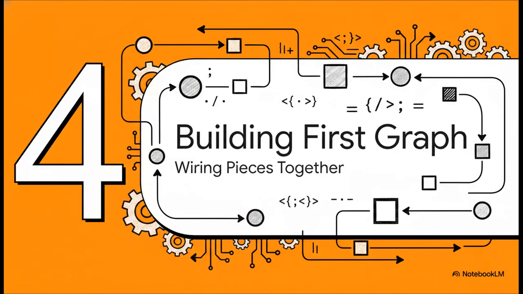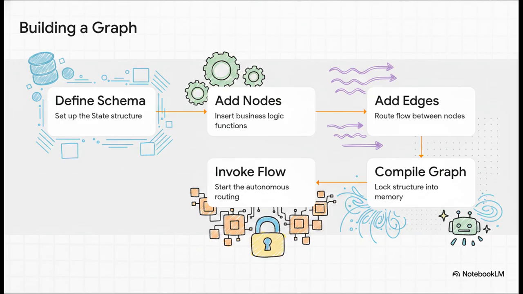Which brings us to Section 4, building your first graph and wiring the pieces together. We've got the theory down, but seeing how these snap together programmatically in Python is where it actually gets fun. Assembling the graph follows 5 really logical steps. You define your state schema, add your logic nodes, draw the routing edges, compile the graph, and finally invoke the flow. Let's look at how this translates directly to your code editor.